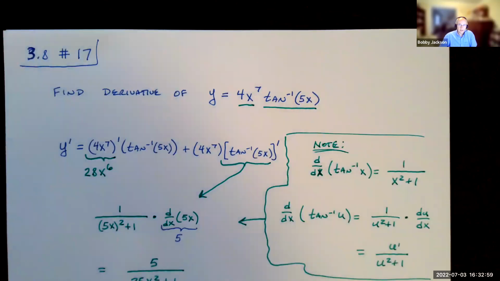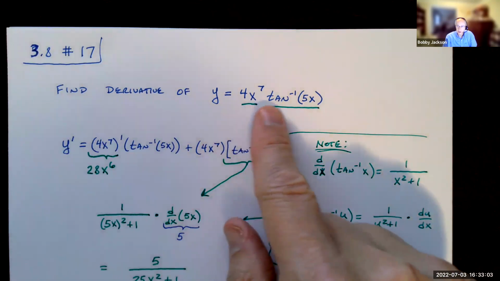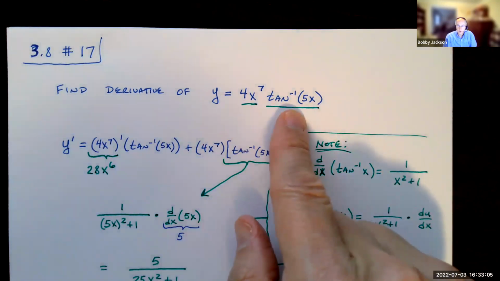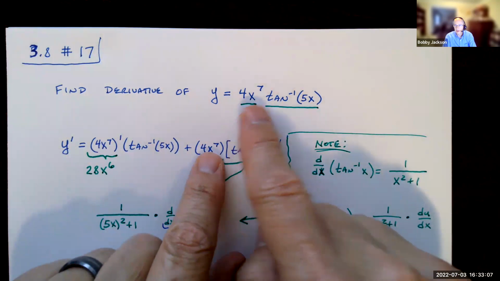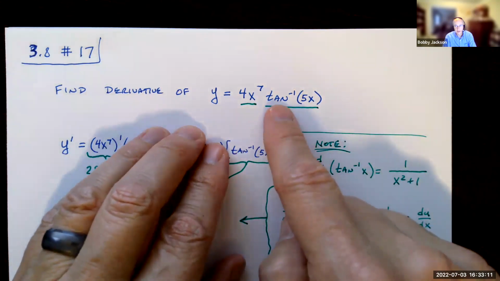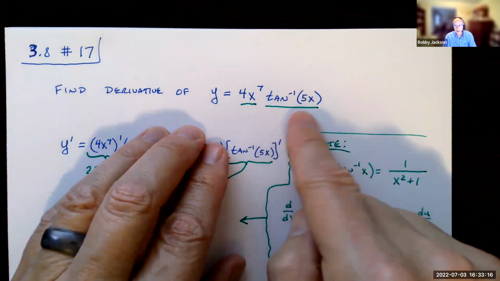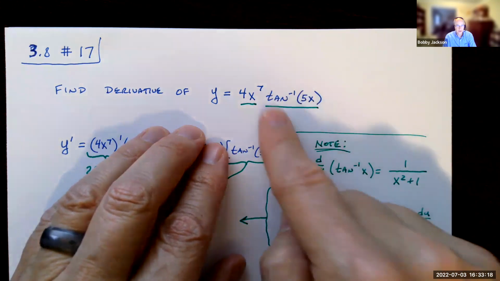So let's take a look at number 17 in section 3.8, where we find the derivative of this function. This y is a function of x. In this, you have a product of two functions, 4x to the 7th times, notice, this is the tangent inverse function. Most of you are on board, have watched the lecture videos and know what's going on.